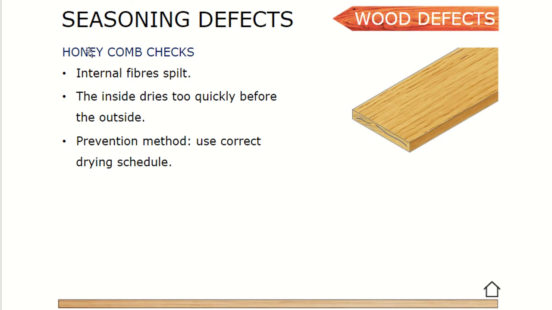The next one here is honeycomb checks. Okay, so honeycomb checks, if you look at the board here, I've highlighted them in black. There's two on this piece of wood here in the end grain. They're internal fibers that are split. So basically when fibers inside the wood split, the inside dries too quickly before the outside. It causes a crack inside.